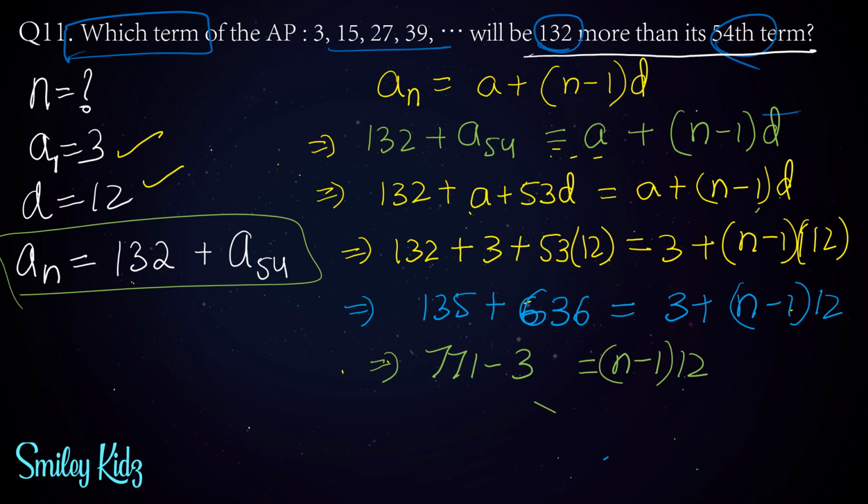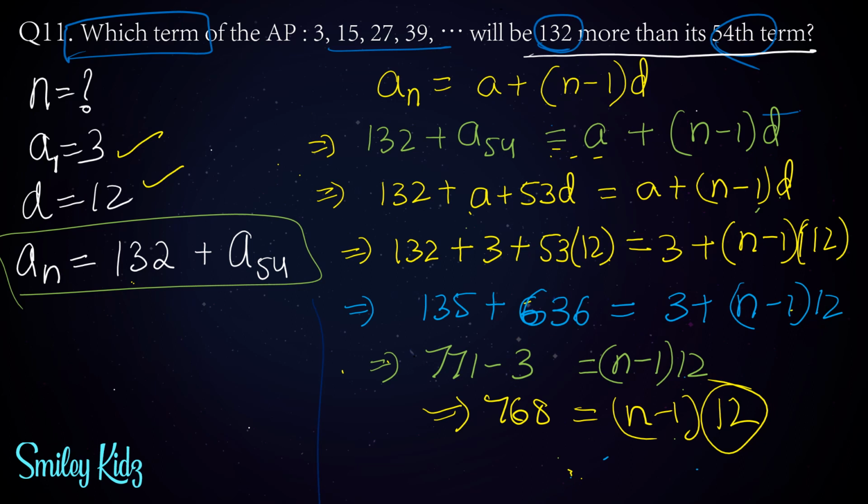Then, what is 135 plus 636? It is 771. Then I have taken this positive 3 to the other side. It turns out to be negative 3. Then we have 771 minus 3 is equal to N minus 1 into 12. Now this turns out to be 768 equals N minus 1 into 12. Now I'll transpose this 12 to the other side. It turns out to be dividing, isn't it? So 768 upon 12 is equal to N minus 1.